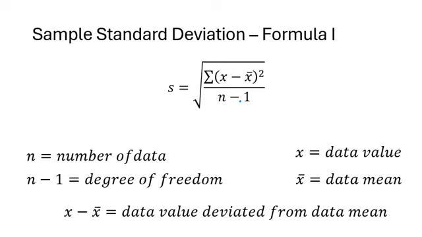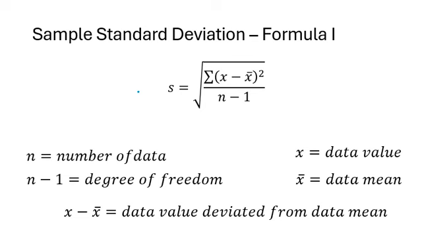Here, n minus 1 is your degree of freedom, and n is your number of data. Little x is your data value, and x bar is your sample data mean. So the square root of the sum of x minus x bar, the whole thing squared, divided by n minus 1, gives you your standard deviation.